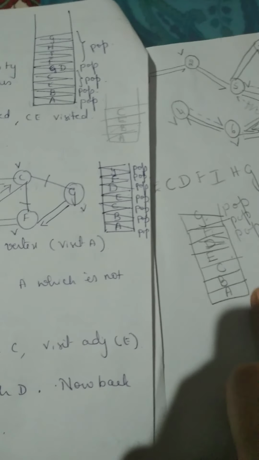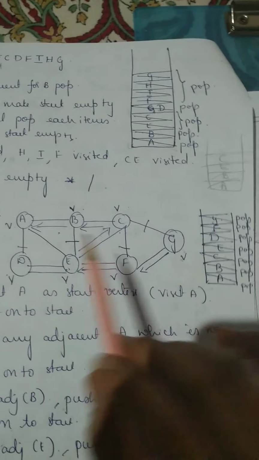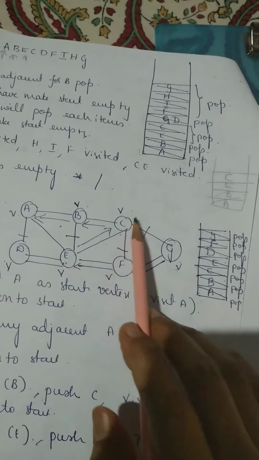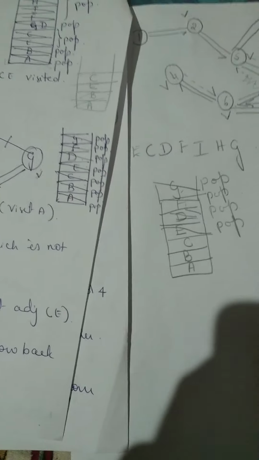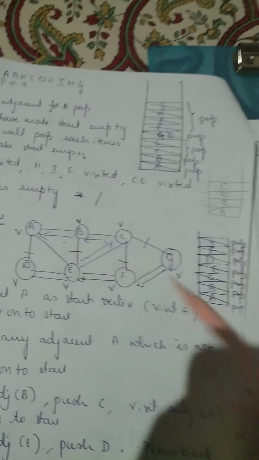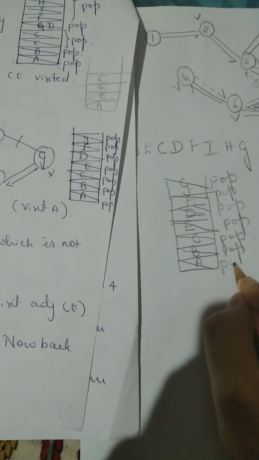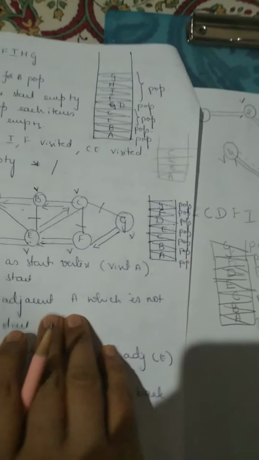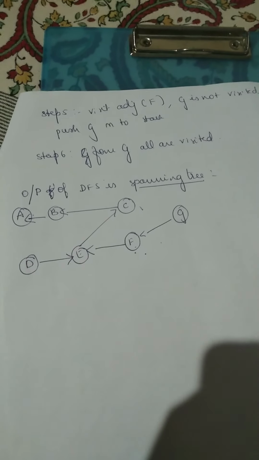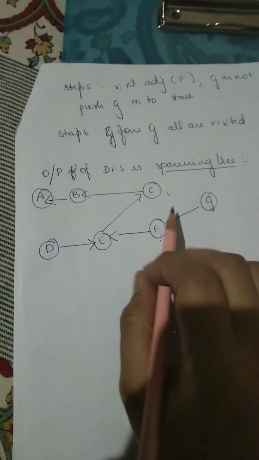Again, backtrack to E. From E, again I need to check whether there is any adjacent unvisited vertex. No, just pop. From C, all adjacent vertices are visited. Pop C. From B, there is no adjacent unvisited vertex. Pop B. Pop A. Now the stack is empty. So we can apply the same here. So the output for DFS is a spanning tree.